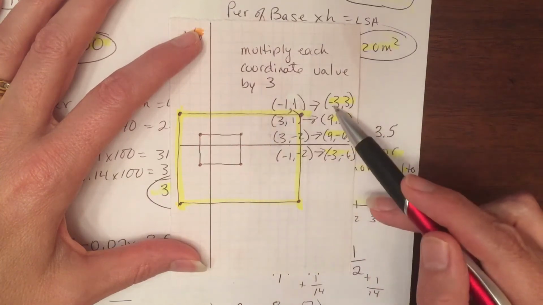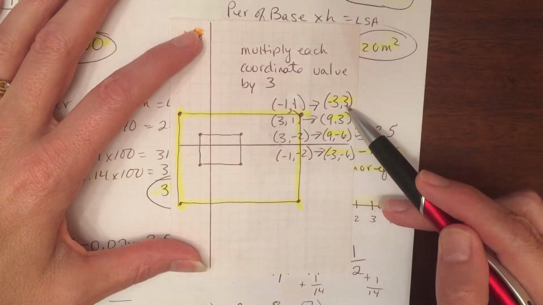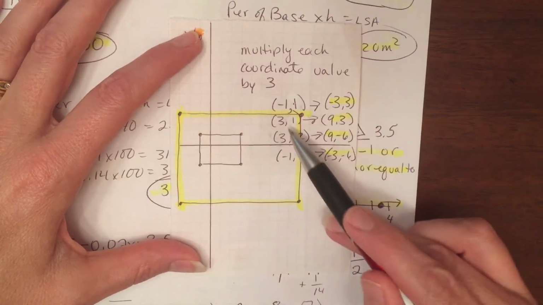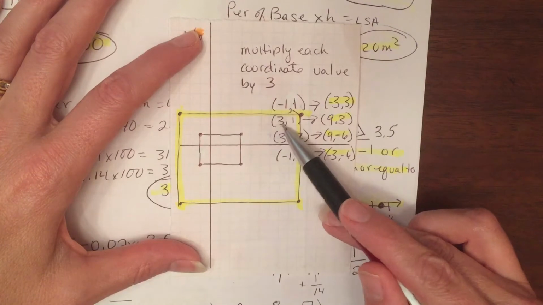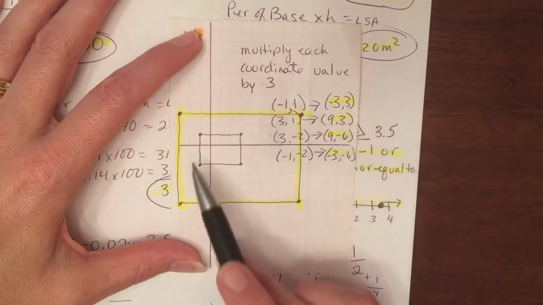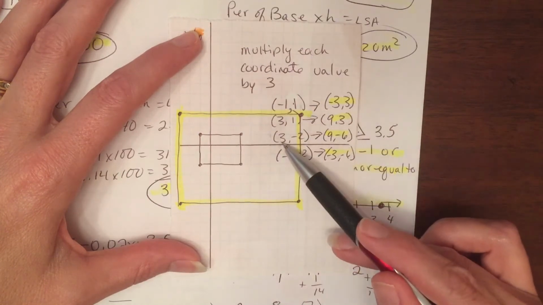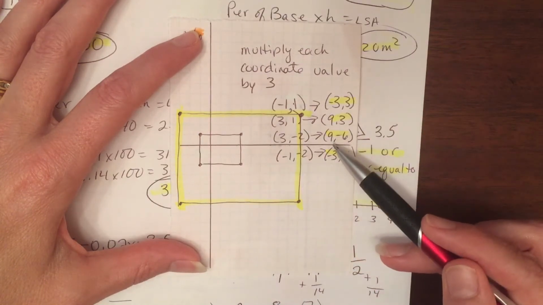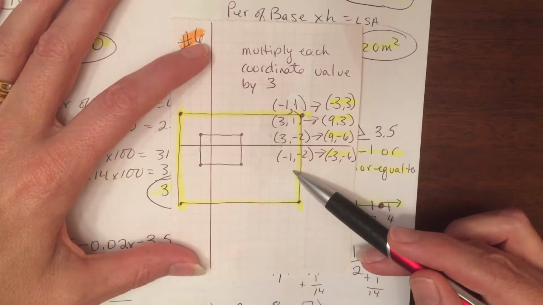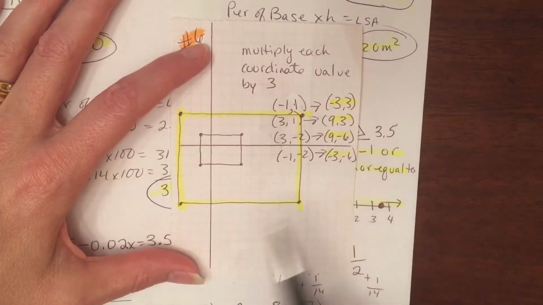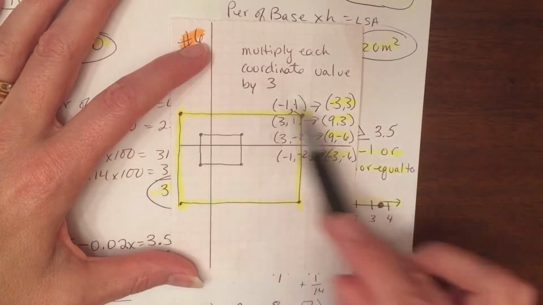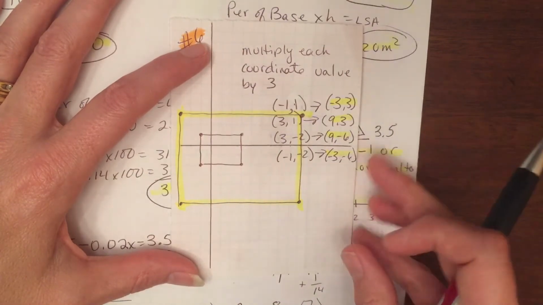-1 times 3 gives me -3. 1 times 3 gives me 3. So that's the new coordinate for this point, -3, 3. 3, 1, multiply both the x value and the y value by 3. My new coordinate is 9, 3. That's this one. 3 and -2, multiply them both by 3. I get 9 and -6. That's this one. -1, -2, multiply them both by 3. I get -3, -6, and that's that one. So our new rectangle is out here, dilated by a scale factor of 3.